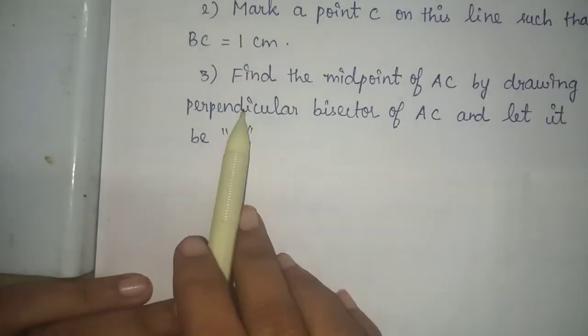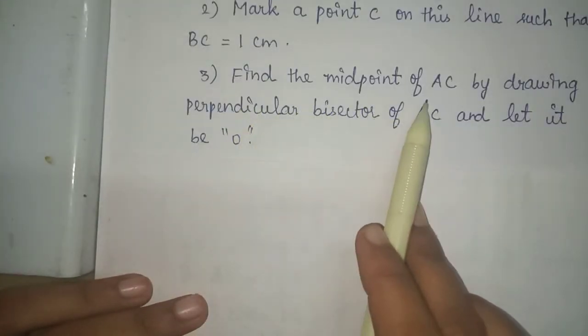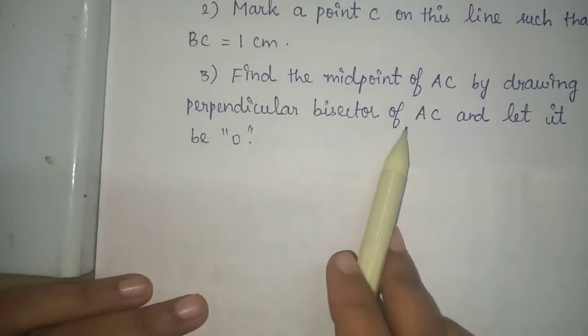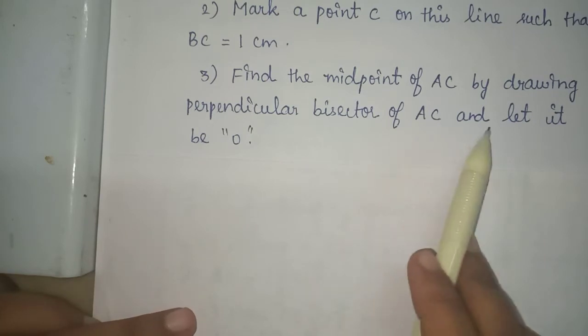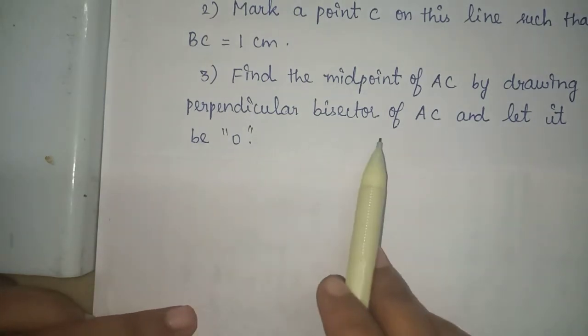So step of construction number 3 is find the midpoint of AC by drawing a perpendicular bisector of AC and let it be O.